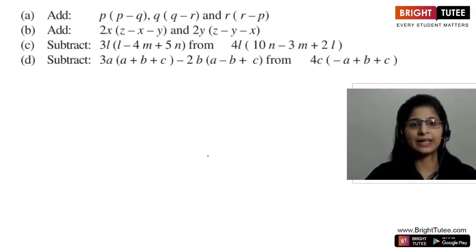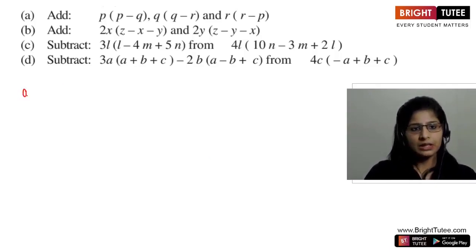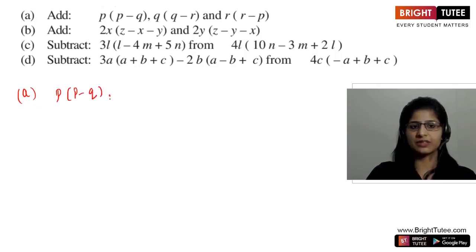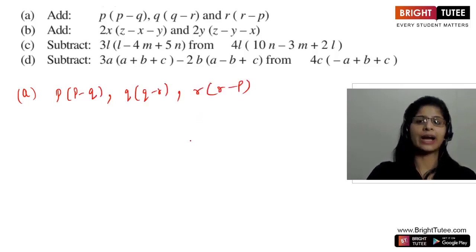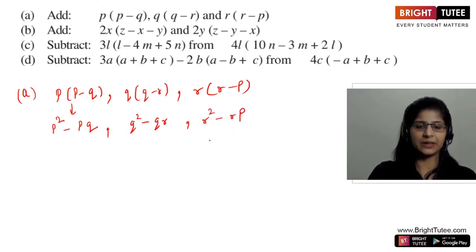Here we have to add them. Okay, so first of all, before adding, we are going to simplify them. In the first part, we have p into (p minus q). This is the first. q into (q minus r), second, and r into (r minus p), third. We have to add them. So first of all, we'll simplify them. This one will become p square minus pq. This will be q square minus qr. This will be r square minus rp, or pr we say.